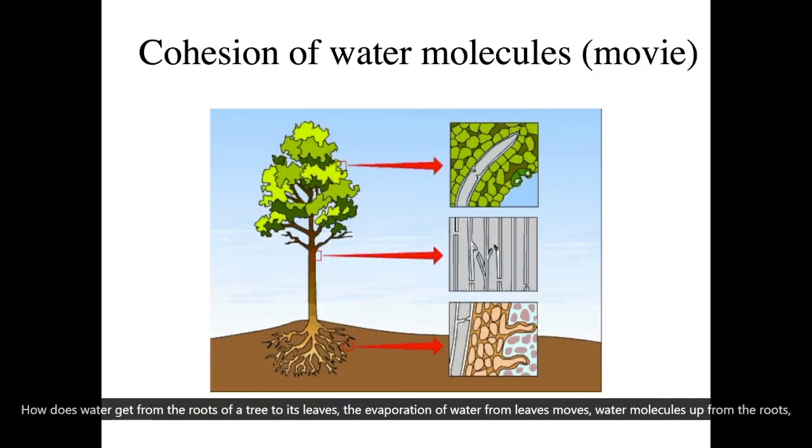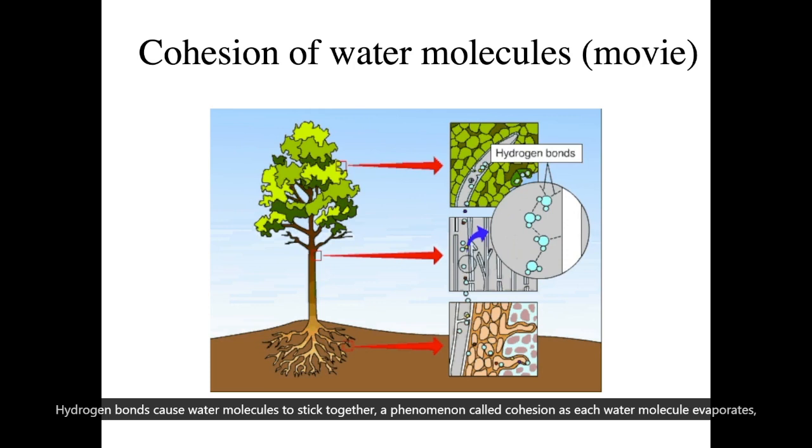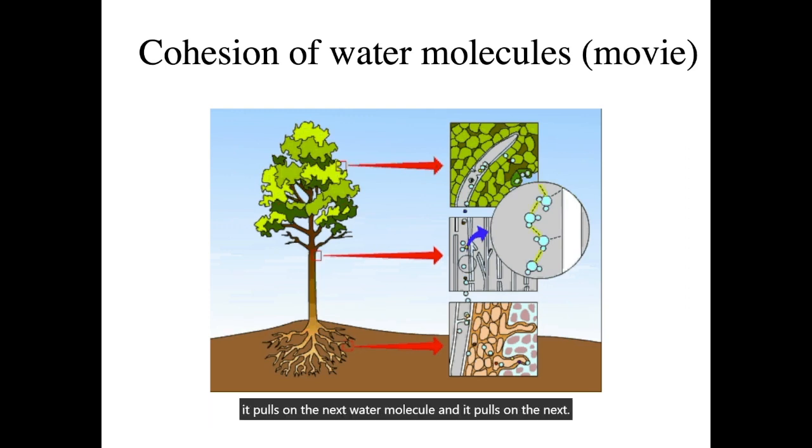How does water get from the roots of a tree to its leaves? The evaporation of water from leaves moves water molecules up from the roots. The evaporation exerts a pull that is relayed downward along a string of water molecules from leaf to root. Hydrogen bonds cause water molecules to stick together, a phenomenon called cohesion. As each water molecule evaporates, it pulls on the next water molecule, and it pulls on the next. This relays the pull of evaporating water molecules all the way down to the roots. The cohesion of water helps to keep gravity from pulling the water molecules back down.